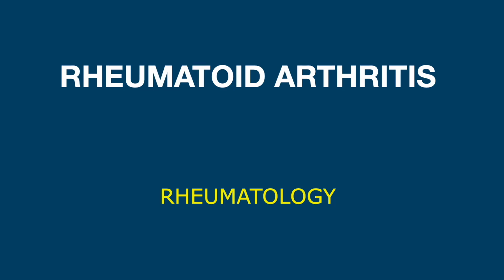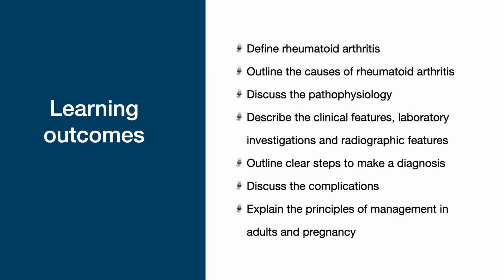Hello and welcome to the topic Rheumatoid Arthritis in the Rheumatology module. By the end of this topic, you should be able to define rheumatoid arthritis, outline the causes of rheumatoid arthritis, discuss the pathophysiology of this condition, describe the clinical features, lab investigations, and radiographic features, outline clear steps to make a diagnosis, discuss the complications, and explain the principles of management in adults and in pregnancy.